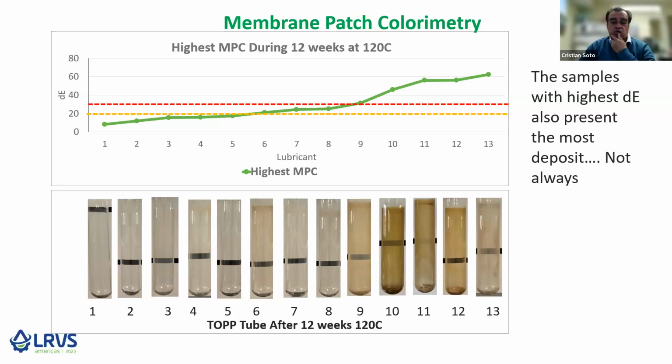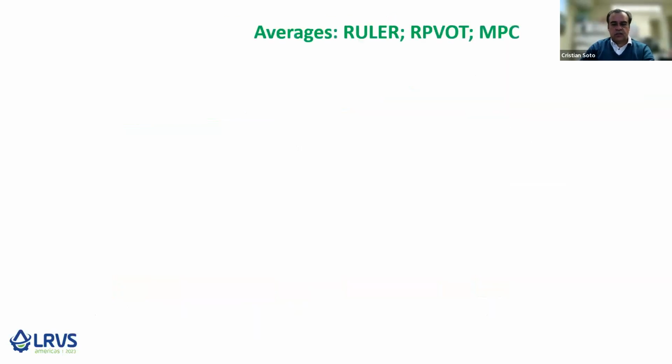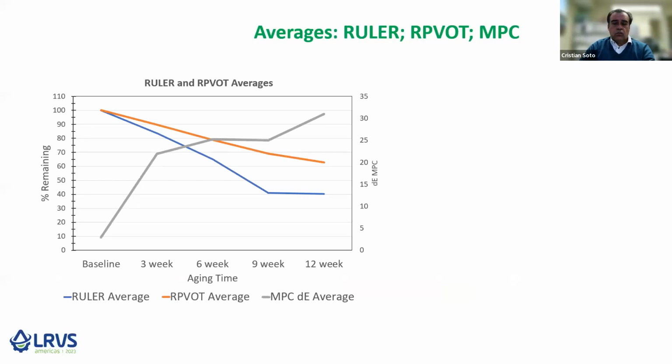And we can also go farther and extend down to the tube at number 6, which is a delta E of about 20, where it's already showing some deposits, and we'll speak more about this in just a bit. So now, if we want to look at not only MPC and acid number, but also at ruler and RPVOT, and how these compare to MPC, we can look at the average value of the lubricants shown.